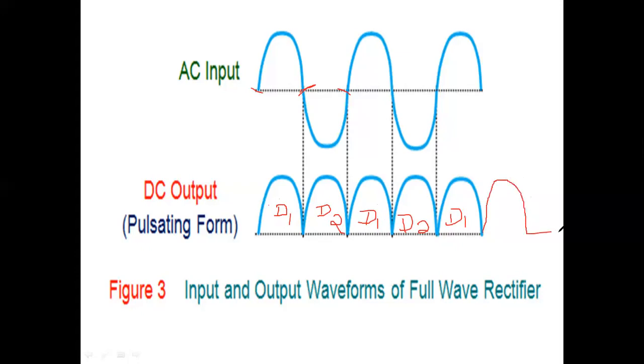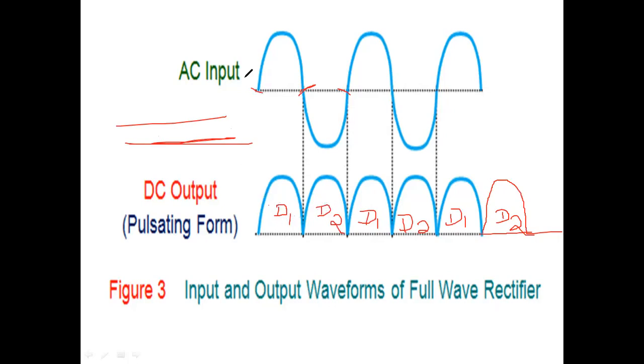Previously, for the half wave, output was coming only for half, but now we are getting output for the complete wave. For that reason we call this a full wave rectifier. It is in a pulsating form. Pulsating form is not a direct DC. Direct DC means a straight line should come. Is this a straight line?